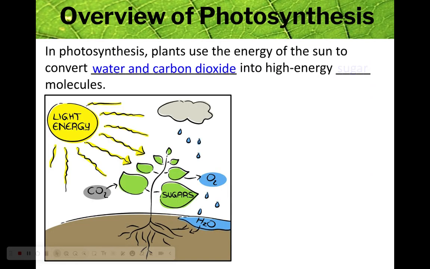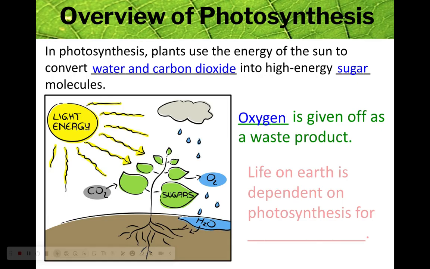Now, with this whole idea of photosynthesis, we are looking at how we use all of this radiant energy from the sun, and with the help of that energy, we convert water and carbon dioxide into these high energy sugar molecules, our glucose, and then oxygen just acts as a waste product.